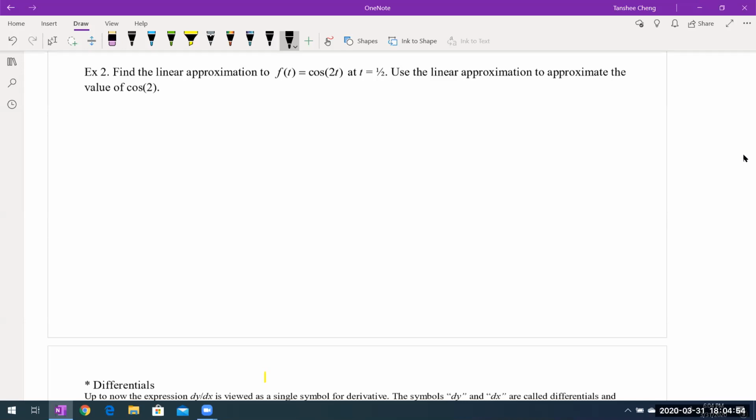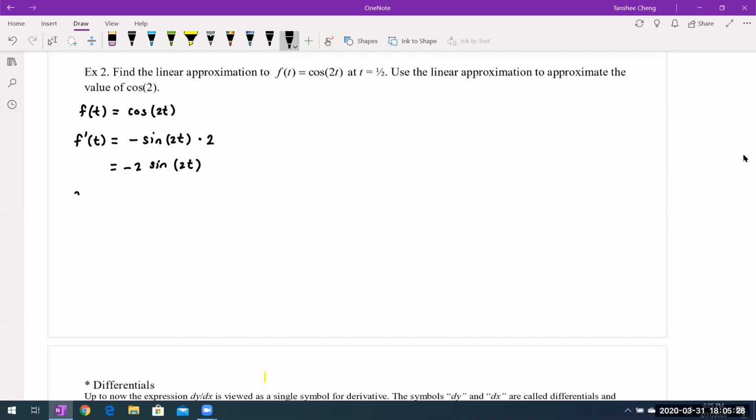So first, I need to find out what the linearization function is going to be to do the linear approximation. Knowing that f of t is equal to cosine of 2t, taking the derivative with respect to t gives me negative sine of 2t. And using the chain rule, taking the derivative inside gives me 2. So therefore, I get negative 2 sine of 2t.